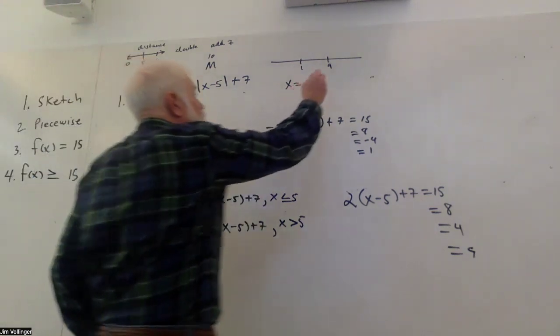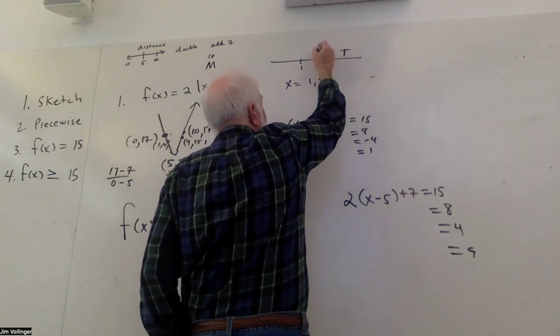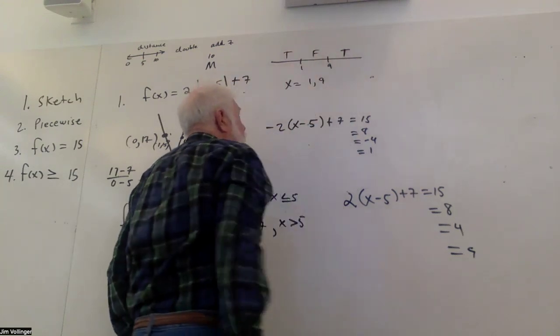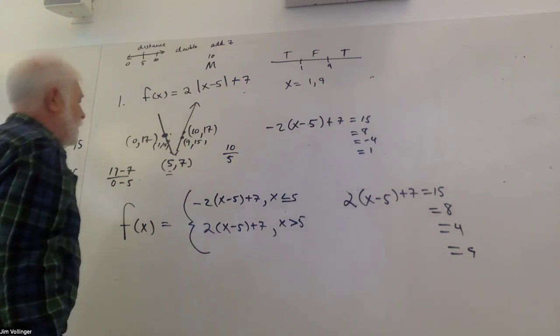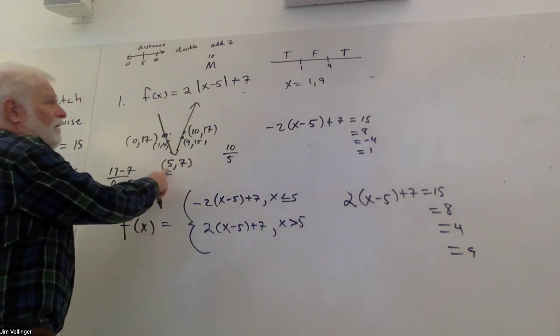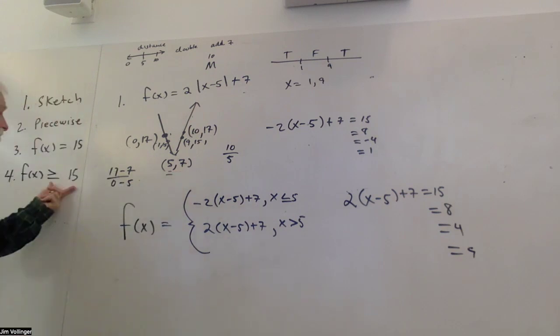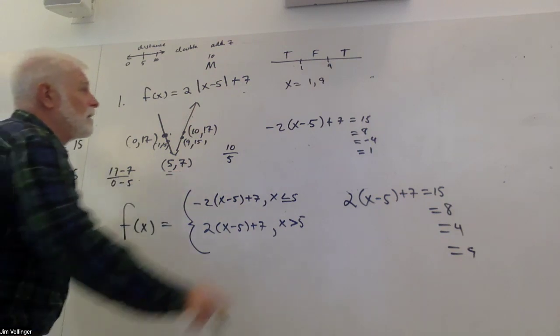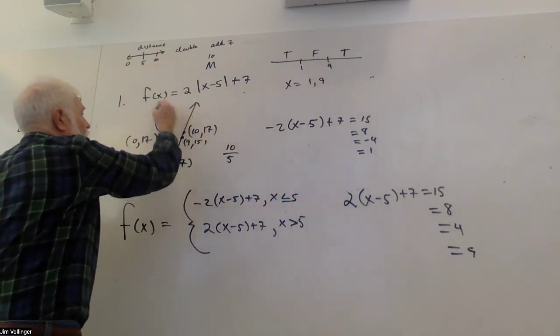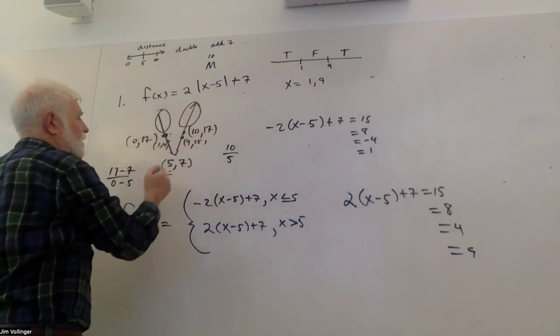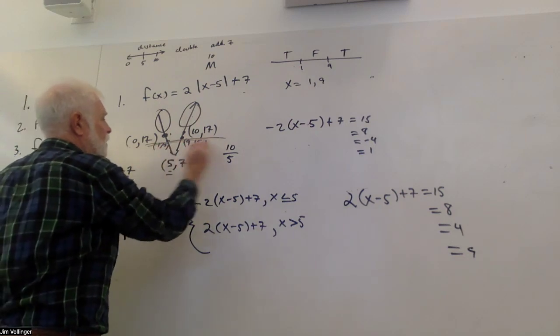So that's true. And this is going to be false, and that's going to be true. We can already try a number between 1 and 9. We already got one, 5. 5 gets me 7. 7 is not bigger than or equal to 15, so that was false. And I think we can see that graphically, 15 is this height right here.